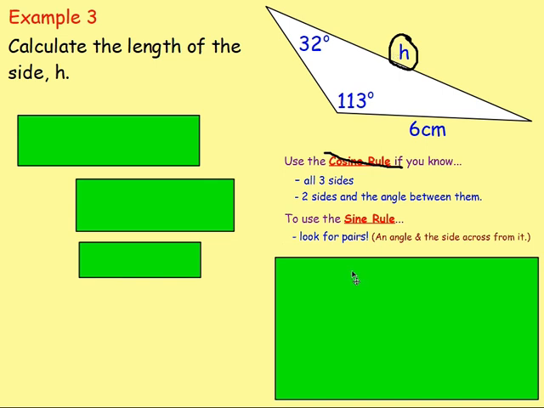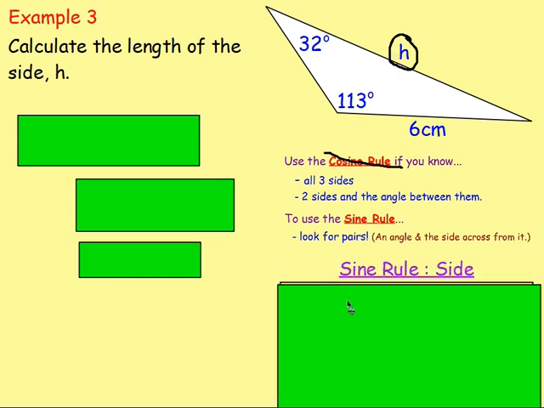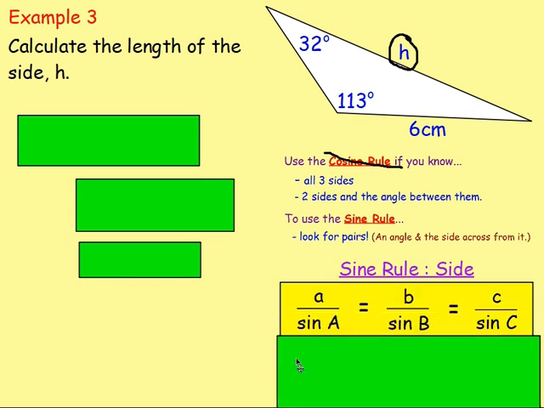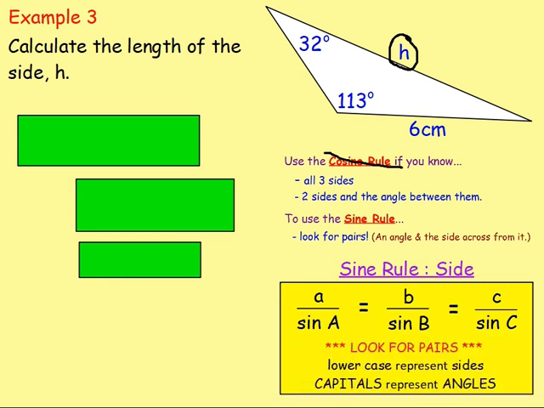It's the length of the side that we are wanting, so it's the sine rule to work out the length of the side, which is given on the formula sheet. A over sine A equals B over sine B equals C over sine C. And once again, in the formula, the lowercase letters represent the sides and the capital letters represent the angles. Here we go. We're wanting to work out the length of the side H then.